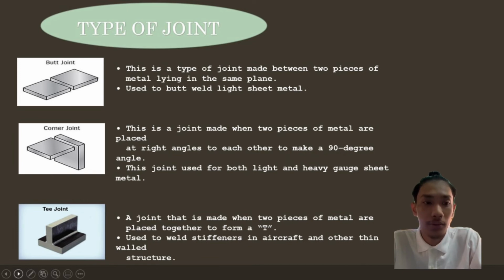The second one is corner joint. This is a joint made when two pieces of metal are placed at right angles to each other to make a 90-degree angle. This joint is used for both light and heavy gauge sheet metal. The last one is T-joint, a joint that is made when two pieces of metal are placed together to form a T. T-joint is used to weld stiffeners in aircraft and other thin wall structures.